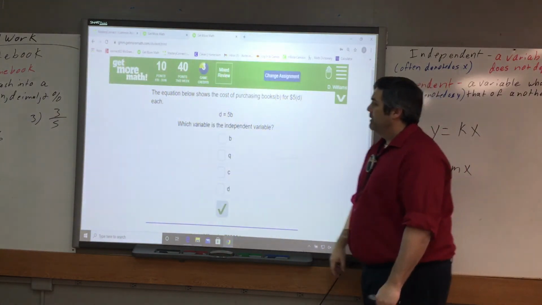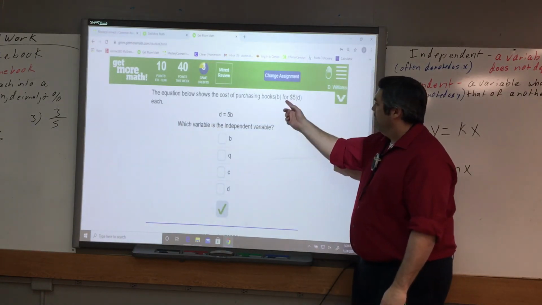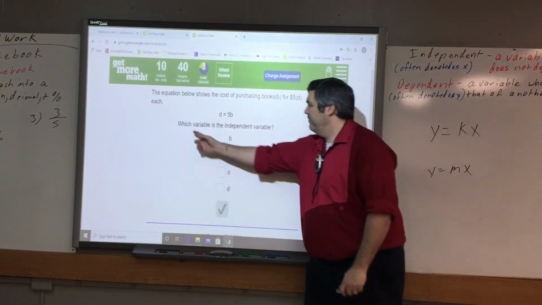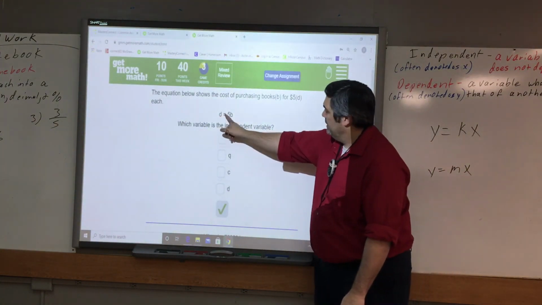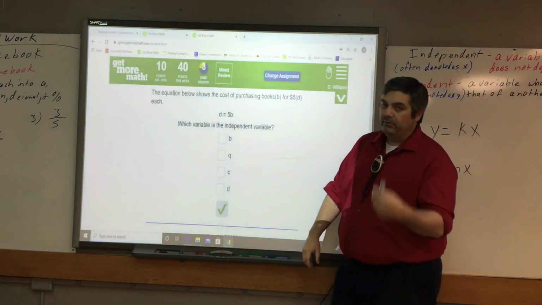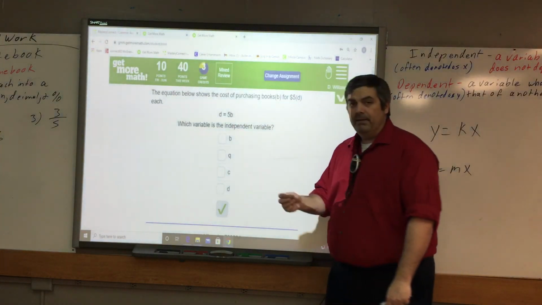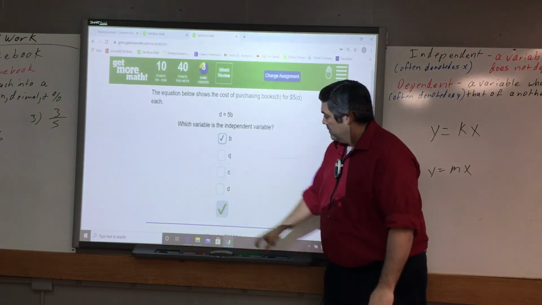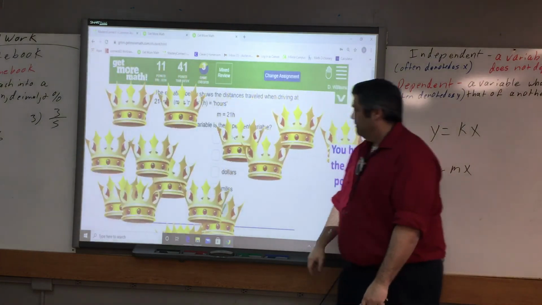Okay? And then again, the equation below shows the cost of purchasing books B for $5 each. Okay? Which variable is the independent variable? Well, D equals 5B. The number of books I purchase changes the amount that I pay. Well, that makes sense. So B is my independent, D is my dependent. Okay? And then they just throw in a couple others just to mess with you.